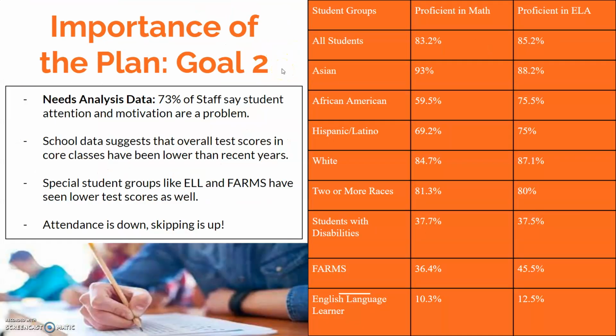The second reason, especially for goal number 2, even though we have very high test scores when it comes to NCAP and other tests, we have been seeing our overall scores decrease the last couple of years. And even though COVID does play a role in this, we also feel that attention and motivation play a problem as well. So especially when it comes to special student groups such as ELLs and FARMs.